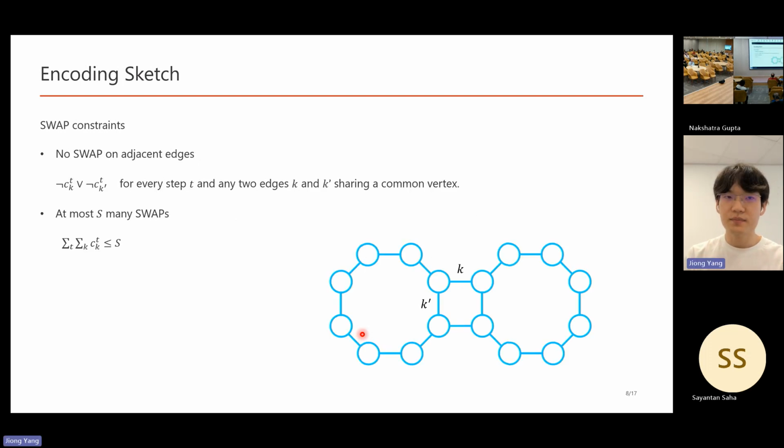We then present the constraint on swap gates. During the transition, multiple swaps can be performed at the same time if there is no conflict among them. So we avoid swaps on adjacent edges because they share a common vertex. So for every step t, and any 2 edges k and k prime sharing a common vertex, as shown on the bottom right, we assert the variables c_t^k and c_t^k' cannot be true at the same time. On the other hand, since there are at most S swaps, the sum over all the c_t^k variables must be at most S, and we use a cardinality constraint to encode it.